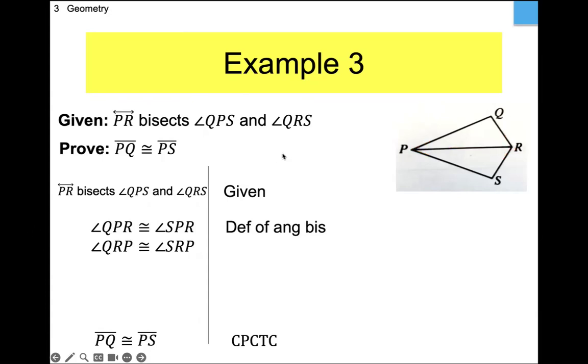Okay, let's put some tick marks and some arcs. So those two angles are congruent. Now these other two angles are not the same angles. That's why I'm putting two arcs, right? And then yes, hopefully you see it. Look at the middle. We've got a reflexive property still.